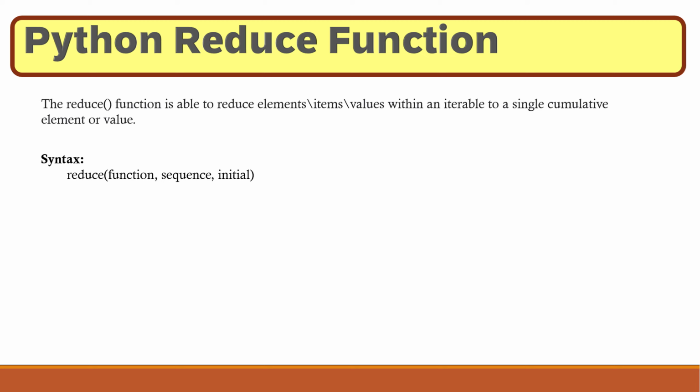The syntax is reduce, open and close parentheses, and then we can pass three arguments inside it. The first two are required: the function, the process we are going to perform, and then the iterable we are going to perform the function on. And the third is optional, and this is called initial, or the initializer. The initializer is placed before the items of the iterable in the calculation and serves as a default value when the iterable is empty.